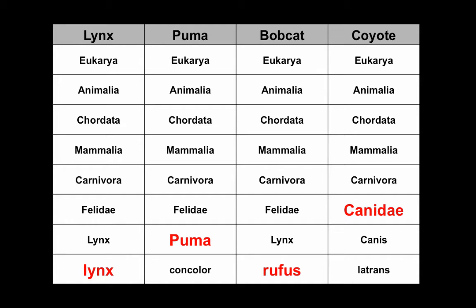So if we look at our taxonomic chart, we can see the same kind of thing. The coyote was different first, followed by the puma, and then the lynx and the bobcat. So if we turn this into a phylogenetic tree, the first divergence was with the canines and the felines, and that became the coyote. The next was between the puma and the lynx. That became the puma. And then the last one was between the lynx and the bobcat.